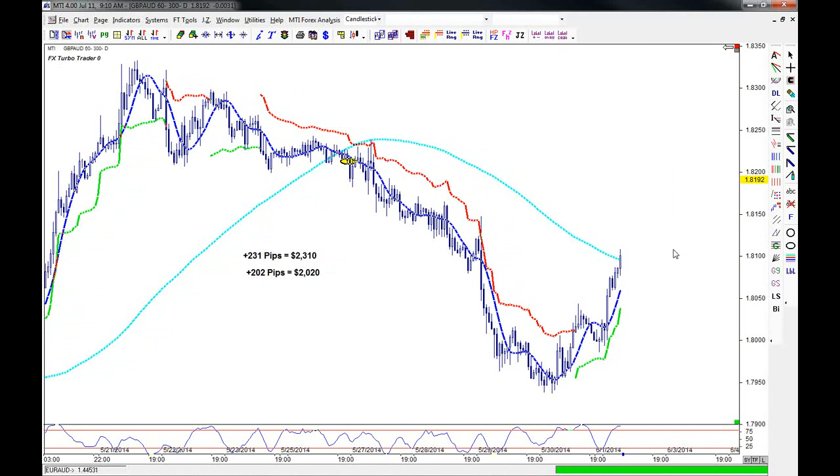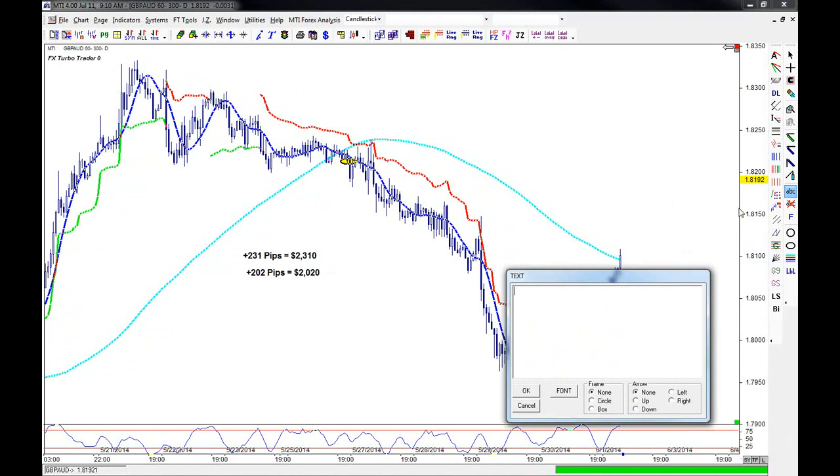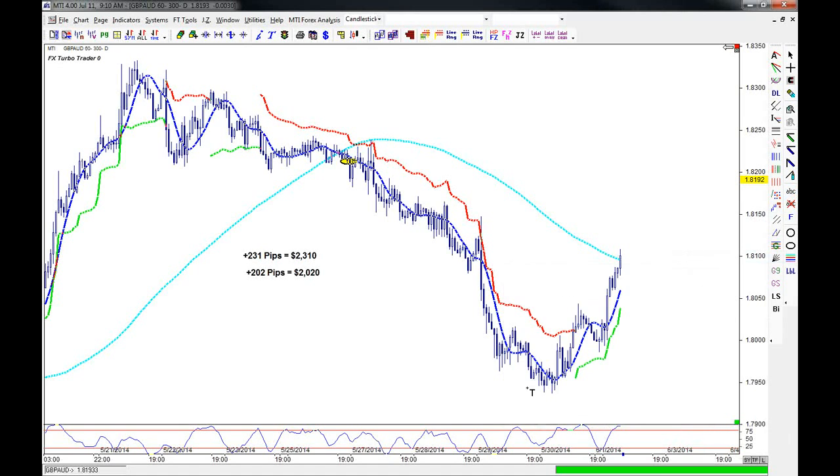113 pips, absolutely, 100%. So 113 pips, or 1,130 US dollars. Boom. All right, now let's keep moving this forward and see what happens.